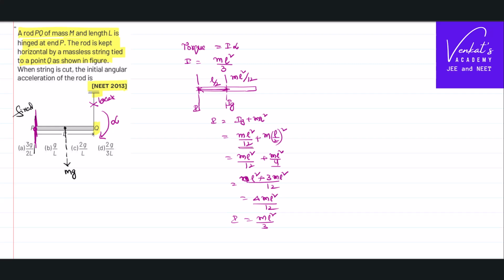How do you get this ML square by 12? Of course, I have derived it in the lesson on rotational dynamics. That's the standard derivation using integration. Please go through that once.